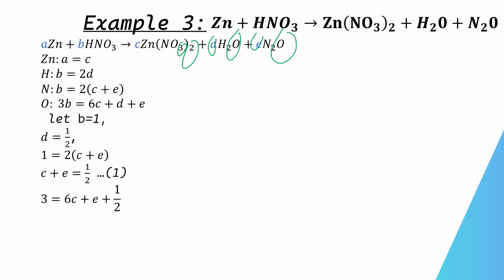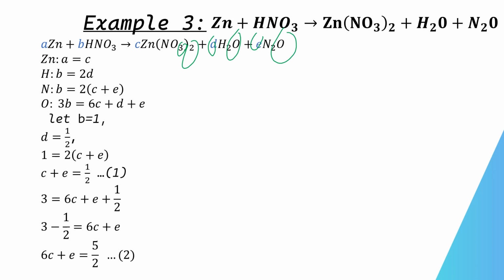Now, for oxygen, 3b, and b is 1. So 3 is equal to 6c plus d plus e. And we know d is equal to what? 1/2. So 6c plus e plus 1/2. Now to get 6c plus e, you just send the 1/2 to the other side to get 6c plus e is equal to 3 minus 1/2. That will be 6c plus e equals 5/2. This is our equation 2.